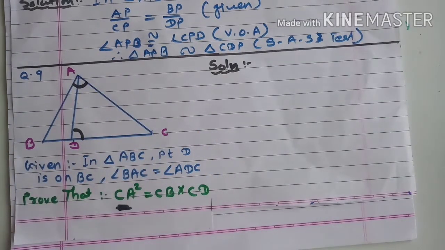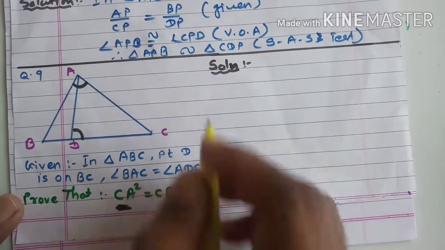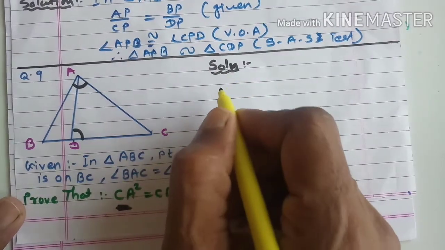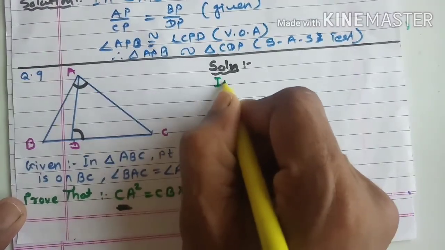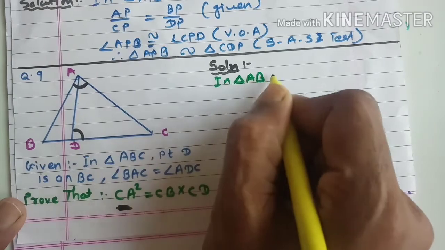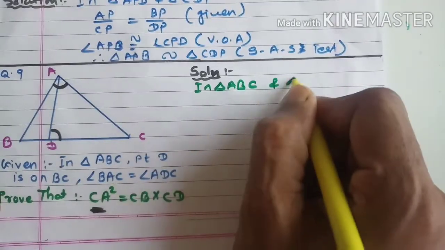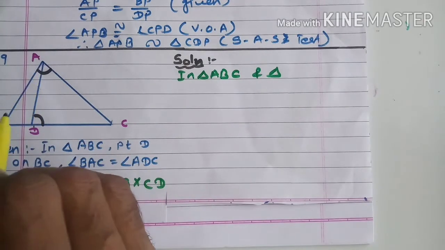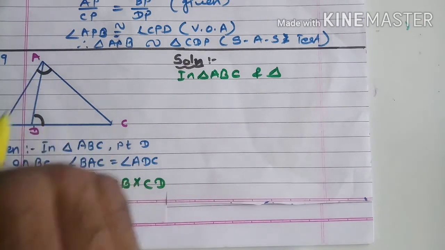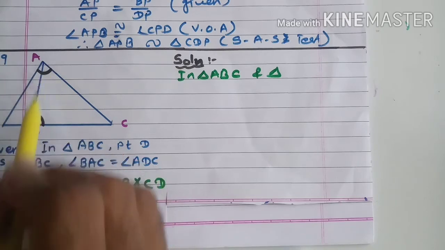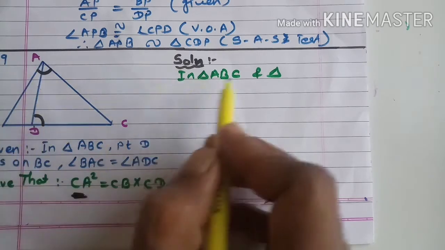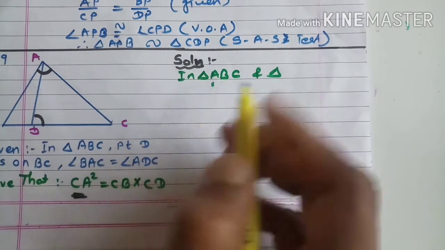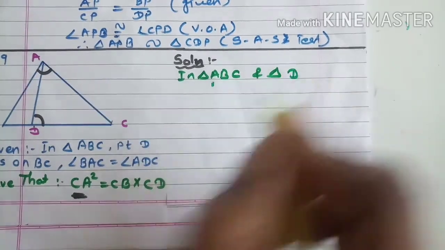Now the second important thing is we have to write the name of the triangle according to the one-to-one correspondence. Let's see how to write. First of all, in triangle ABC and triangle... Now see, which two angles are equal? BAC, so angle A, and in this triangle angle D. So at the place of A we have to write D.